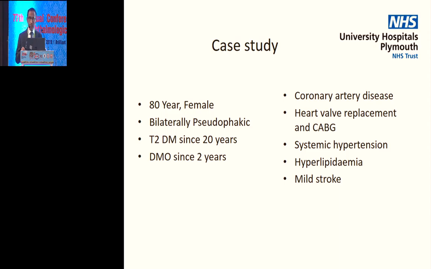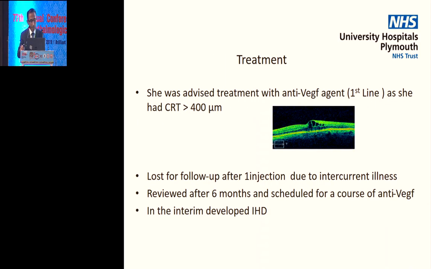I want to present initially a first case report, which has relevance to the topic I'm going to present. An 8-year-old female was bilaterally pseudophakic with type 2 diabetes mellitus of 20 years duration, presented with a history of diabetic macular edema of 2 years. Of significance was she had lots of comorbidities, like coronary artery disease, a heart valve replacement with coronary artery bypass graft, and also a history of mini stroke in the past.